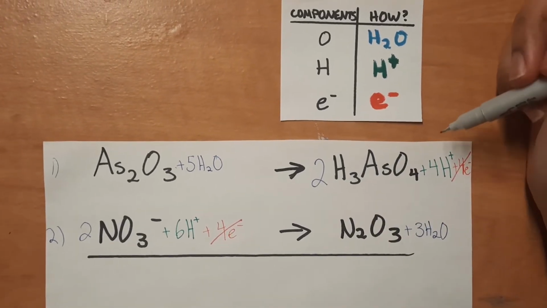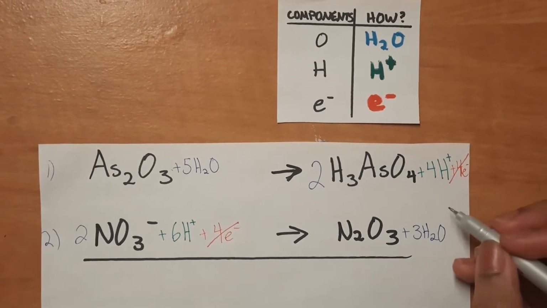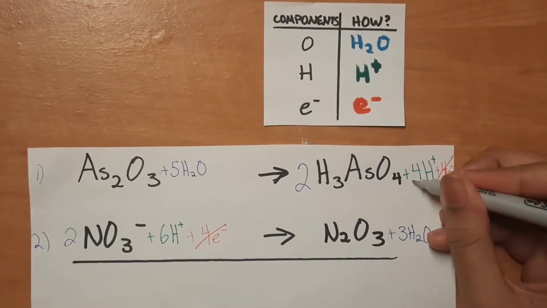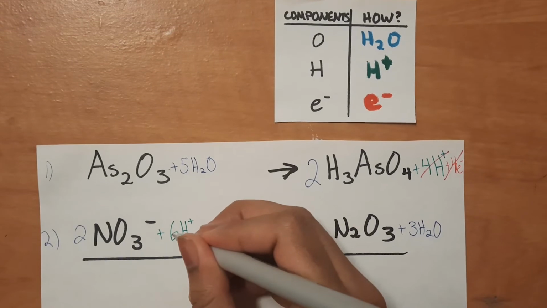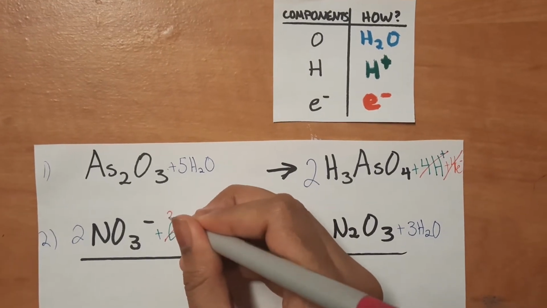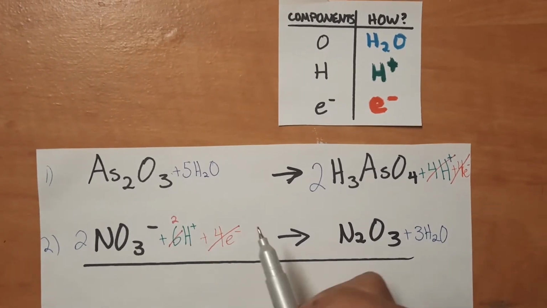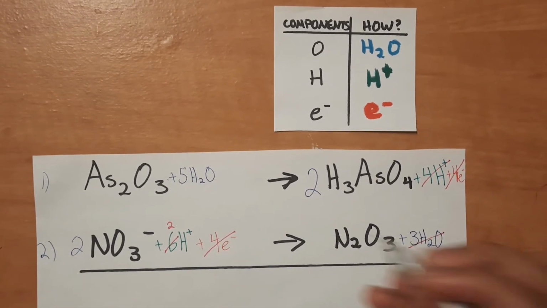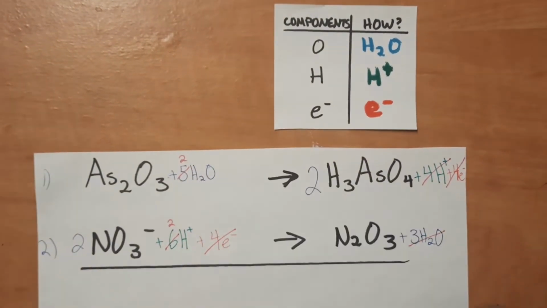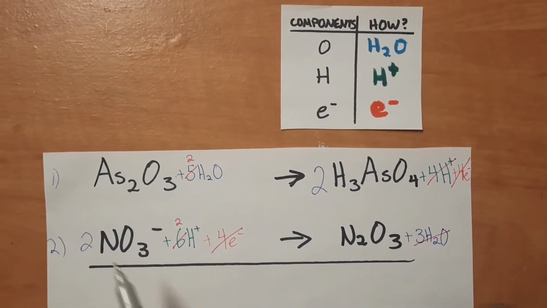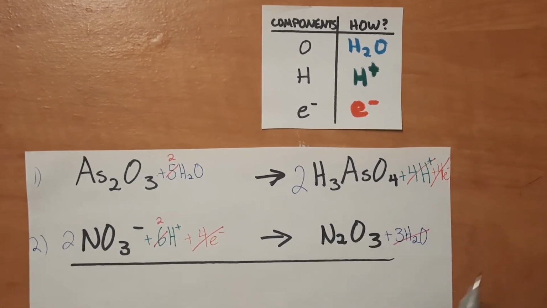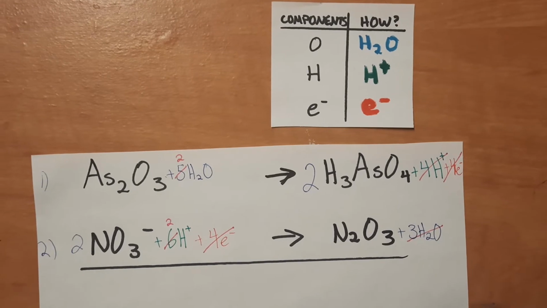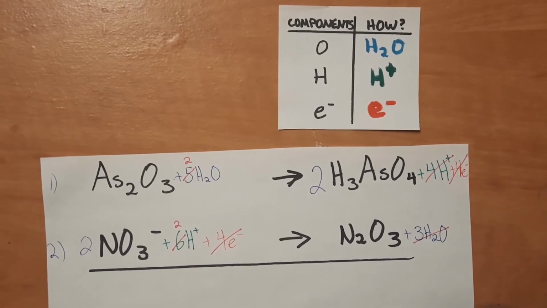So now let's look to see if anything else cancels out. We have 4 hydrogen ions, which cancels out with the 6 here. So the 6 will become a 2. We have 5 H2Os and 3 H2Os. This will cancel out and we'll get 2 H2Os here. The 2 NO3, yeah, nothing else cancels out, so we can start to write our final answer.